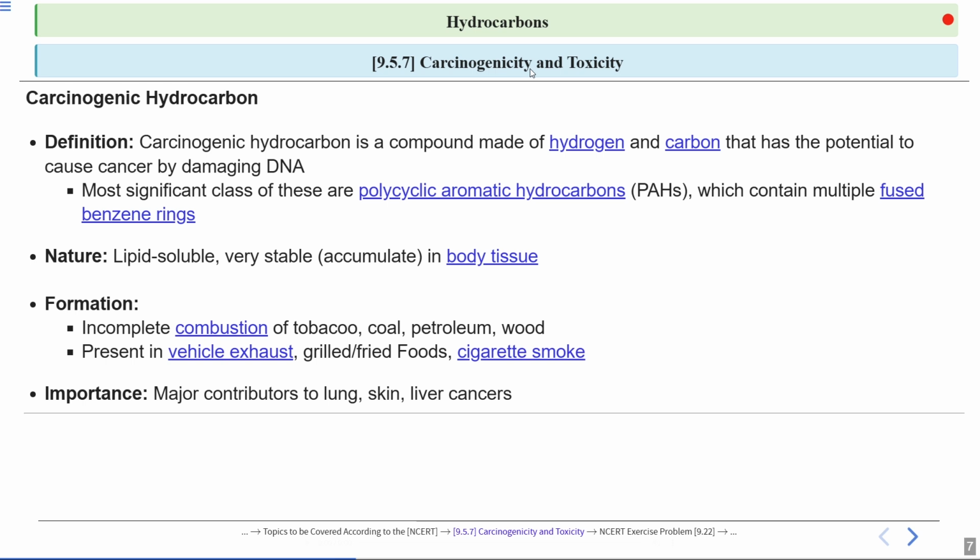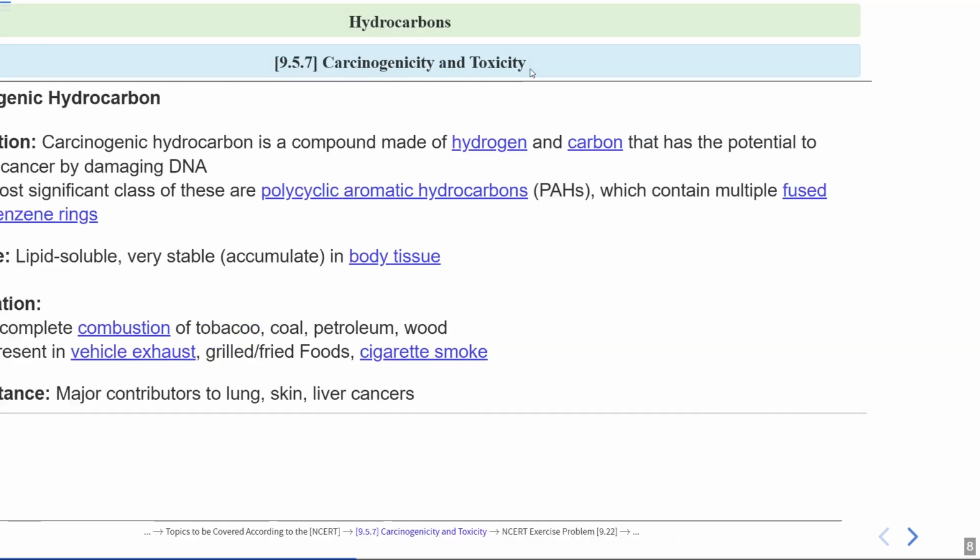Carcinogenic hydrocarbons are major contributors to cancer of the lungs, skin, and liver. Understanding their sources and effects helps us make safer choices and reduce our risk.